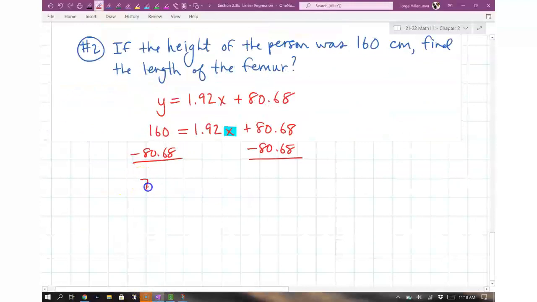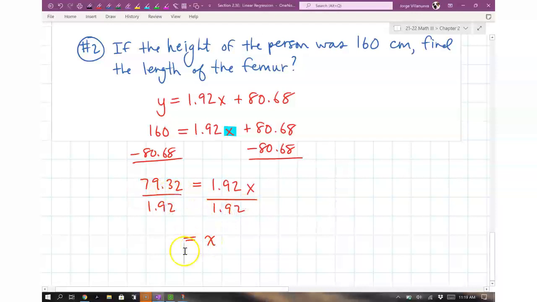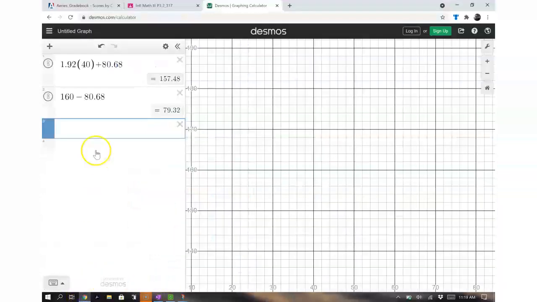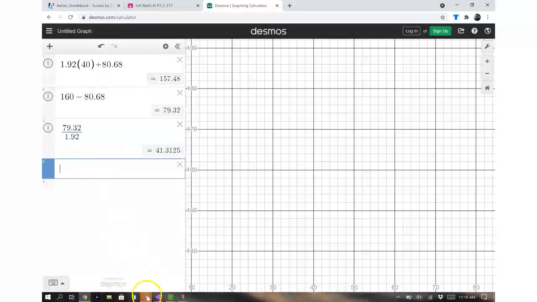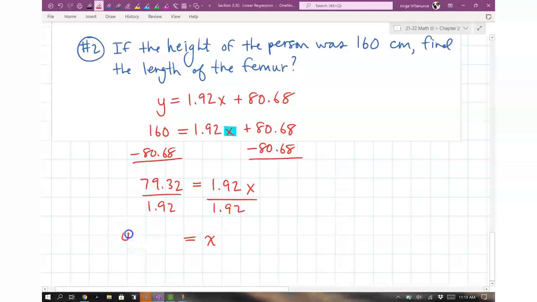So 79.32 equals 1.92x. And then my final step, division, right? So let's divide 1.92 on both sides, and I will be done with this problem. So let me use Desmos again. So 79.32 divided by 1.92. That's 41.31. Okay, 41.31 centimeters. And that would be the length of the femur for that person.